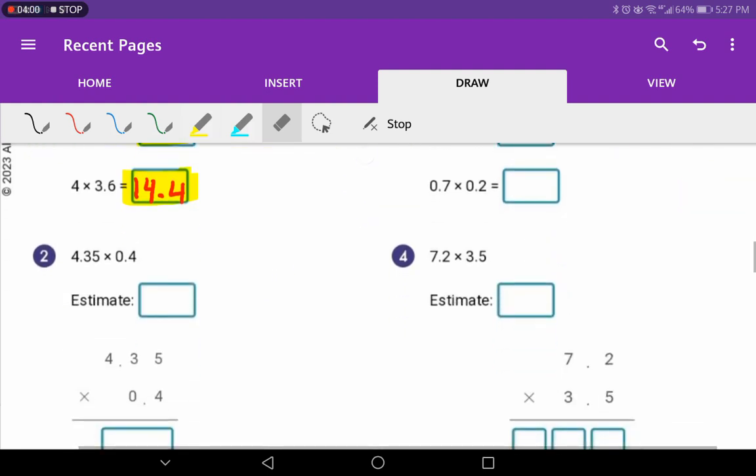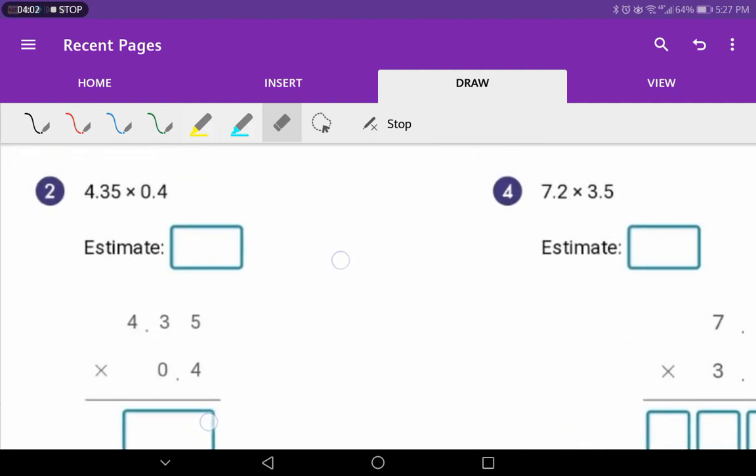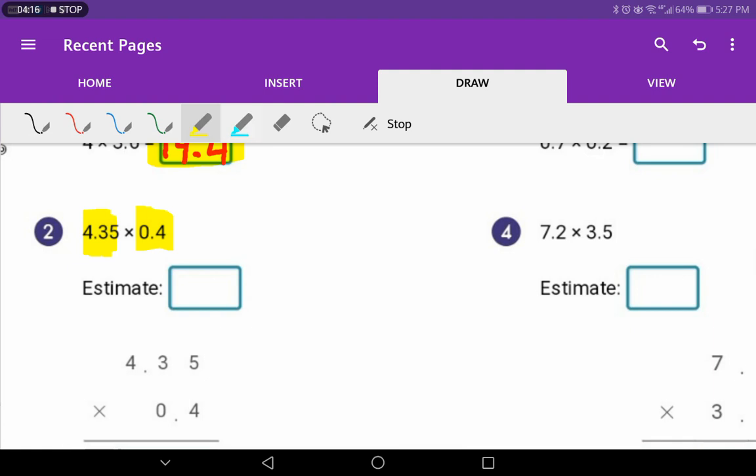Let us move to question number 2, my dear student. I have this factor, it is 4 and 35 hundredths multiplied by 4 tenths. First of all, let me estimate this. The 4 and 35, I will consider it 4, and 4 tenths, I will keep it 4 tenths actually.